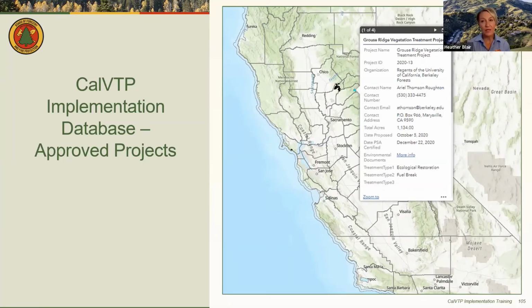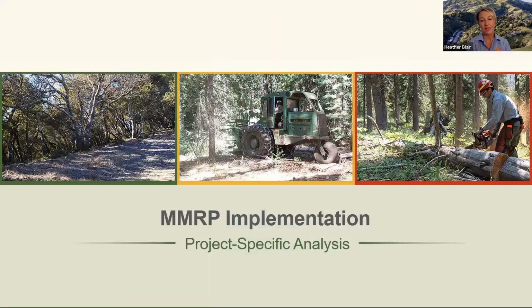So again, for the 2 example projects, all of the decision documentation, including the MMRP, the findings and statement of overriding consideration, the notice of determination, and the SPR AD7 compliance information is presented on the CalVTP website under example PSA documents and webinar training. So please take a look at those, and we hope that they're helpful. So now I'm going to turn it back to Lara to explain MMRP implementation.